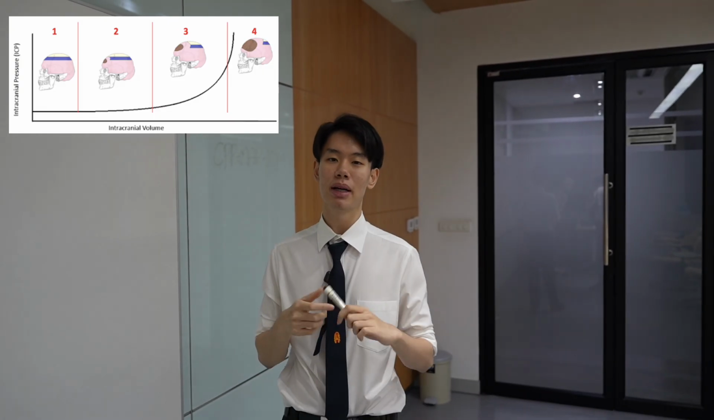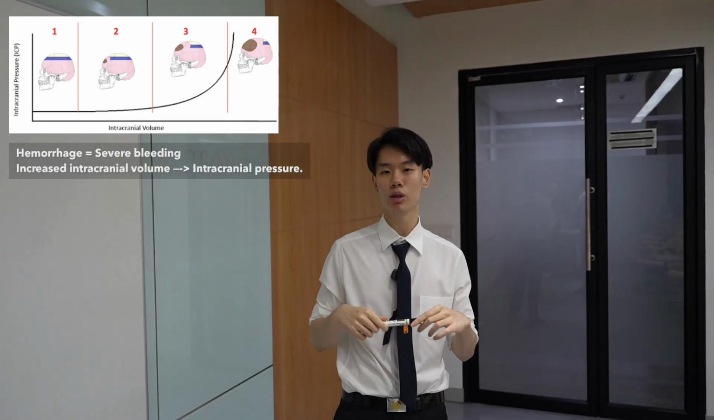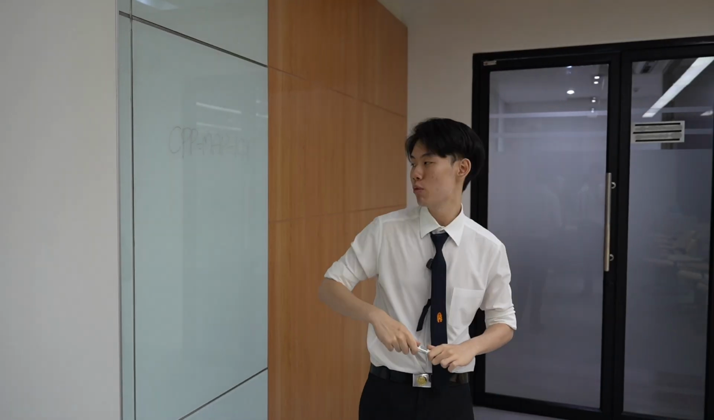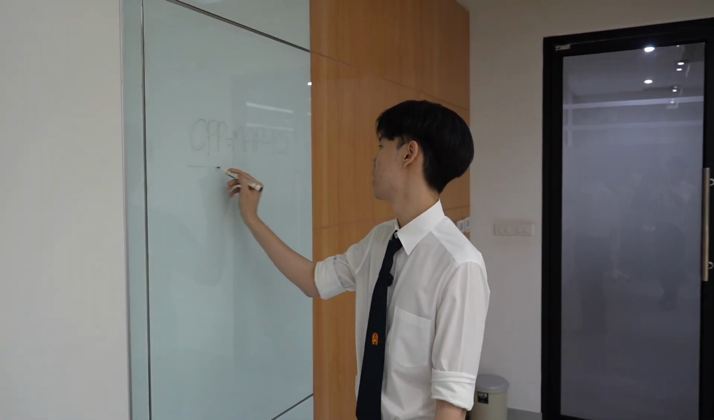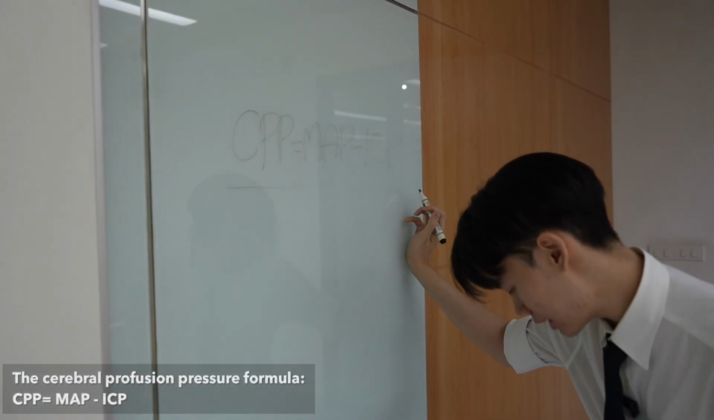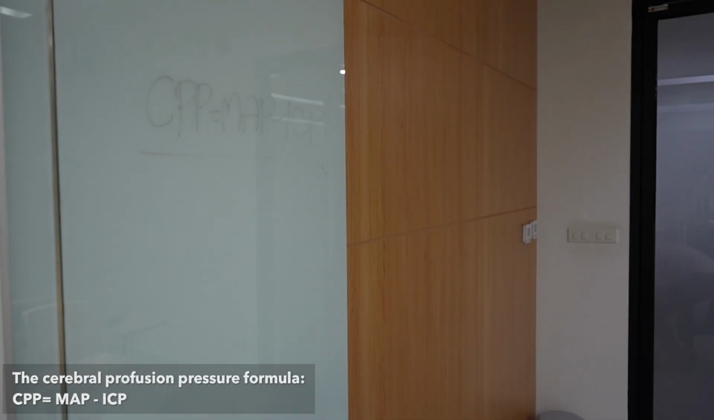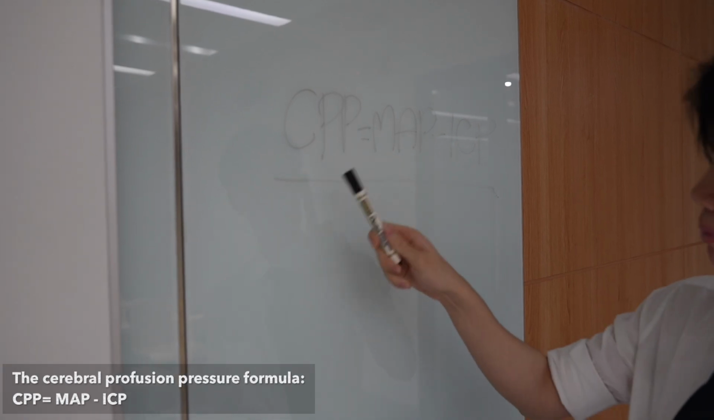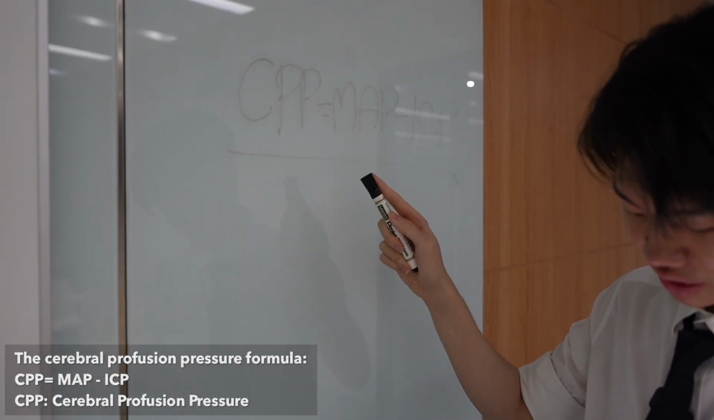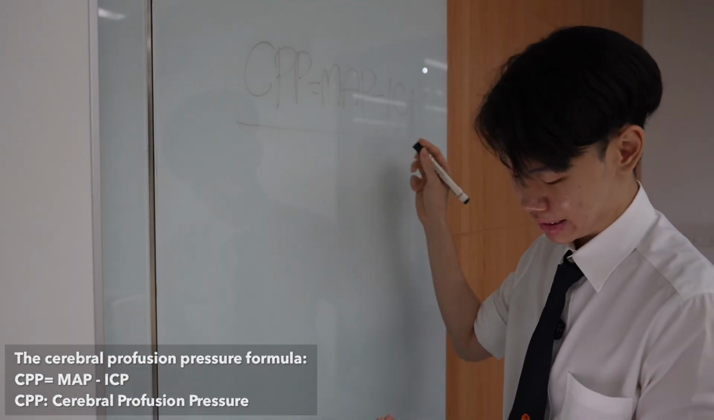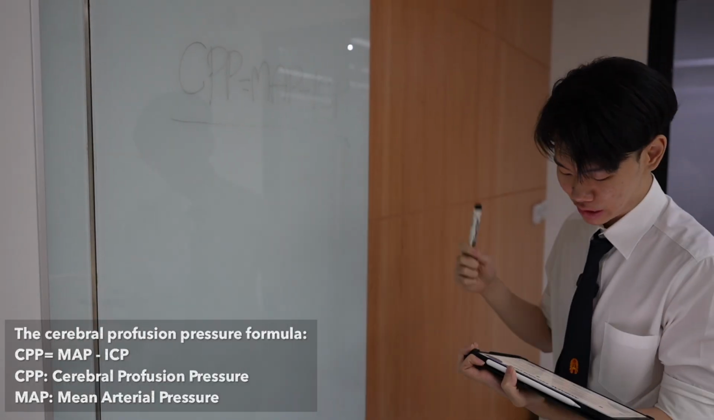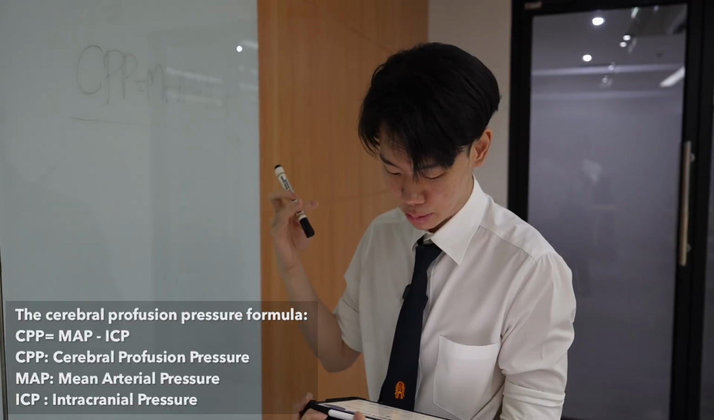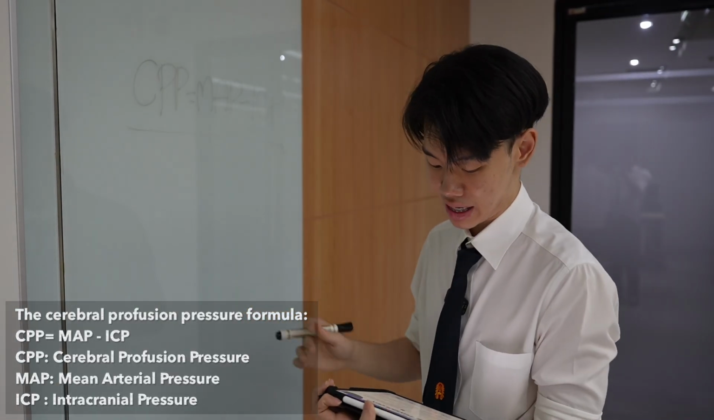So in this case, the patient has a hemorrhage. So to decrease the pressure, the body tries to squeeze the CSF out. And then we'll move on to this formula. This is the cerebral perfusion pressure. It is the net pressure gradient driving oxygenated blood into the brain tissue. So the CPP, the cerebral perfusion pressure, is equal to the MAP minus ICP. MAP is the mean arterial pressure, which is the average blood pressure coming from the heart. And ICP is the intracranial pressure, which is the pressure that pushes back against that flow.